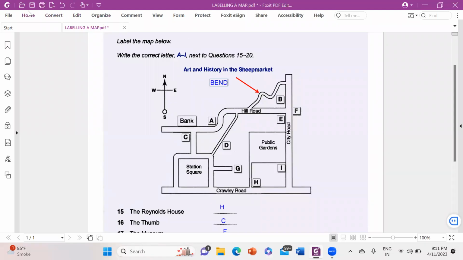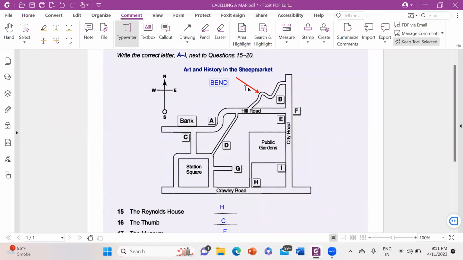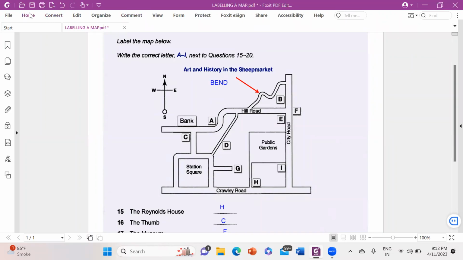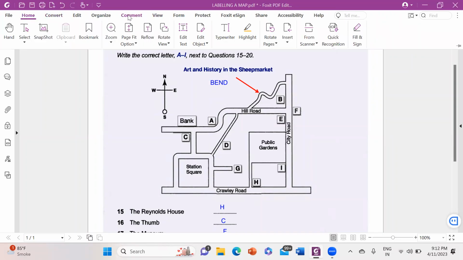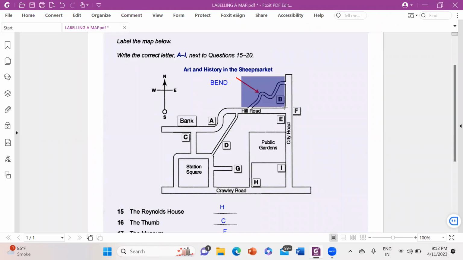This entire area highlight. Let me go to area highlight. This entire road is a winding road, but I'm just talking about this little turn over here that is known as a bend.